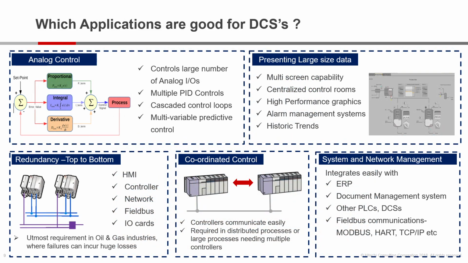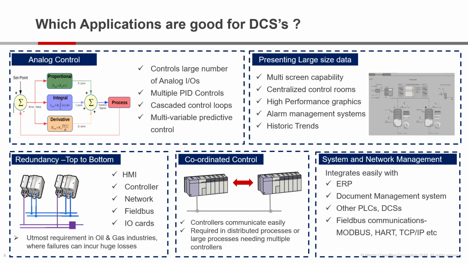Now let's see what applications are good for DCS. When it comes to DCS, it can control a large number of analog IOs. It can handle multiple PID controllers. Of course, a PLC can also handle PID controls and analog IOs. But then, as I said, you cannot load a PLC much more. So if you have a large number of PID controls and analog input outputs, it's better you go for a DCS. Again, the loading of the controller comes into picture here.